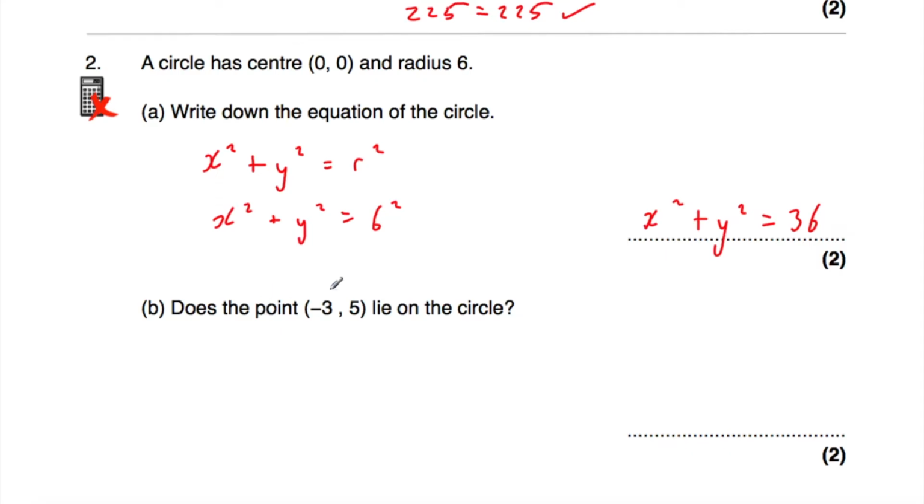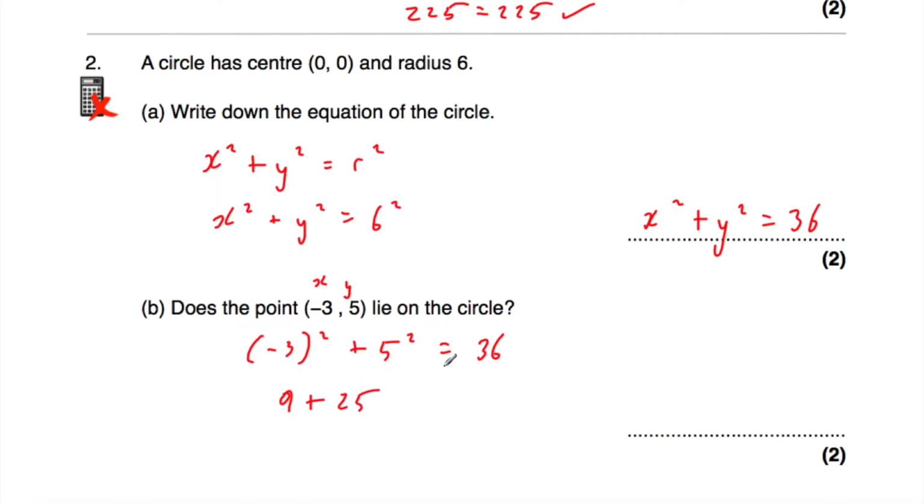Okay, next, part B. Part B says, does the point negative 3, 5 lie on the circle? So we've got our x coordinate and our y coordinate. If we substitute those into the equation, does it equal 36? So we've got x squared, that's going to be negative 3 squared, plus y squared, which is 5 squared, and does it equal 36? Negative 3 squared is negative 3 times negative 3. Remember, a negative times a negative is a positive, so negative 3 times negative 3 is 9, plus 5 squared is 25.